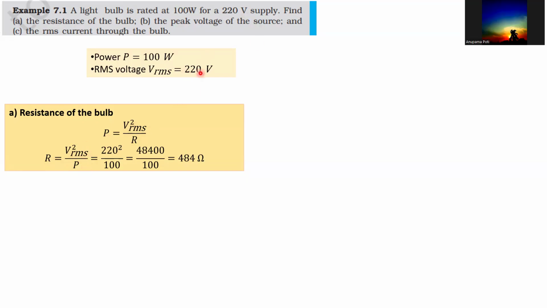VRMS is given as 220. 220 square divided by 100. So we are getting the answer 484 ohm.